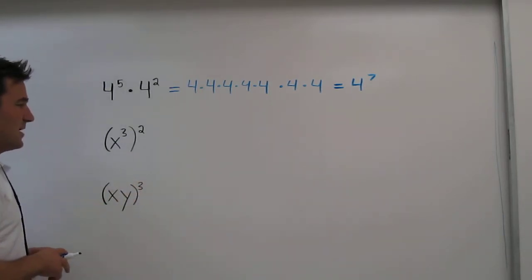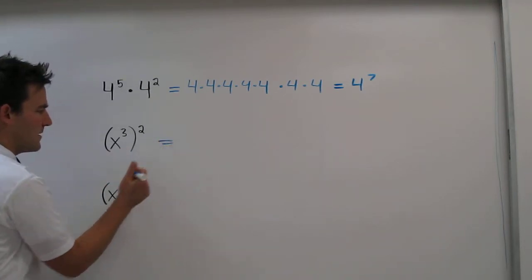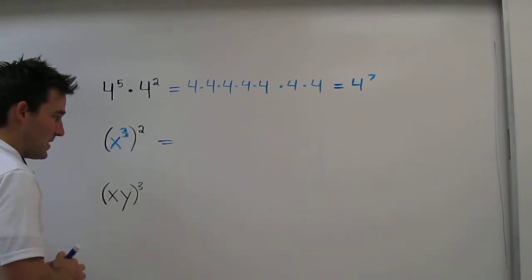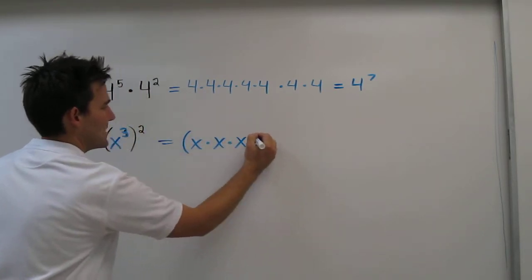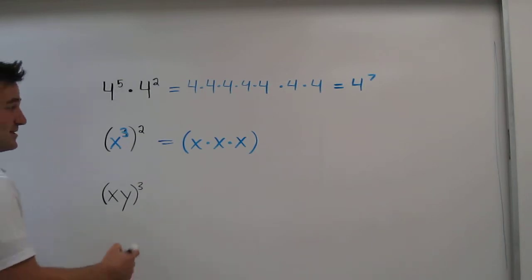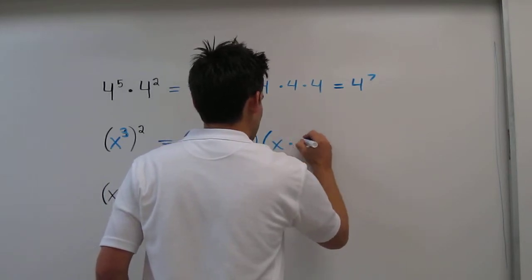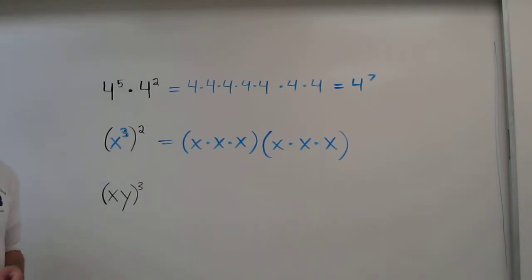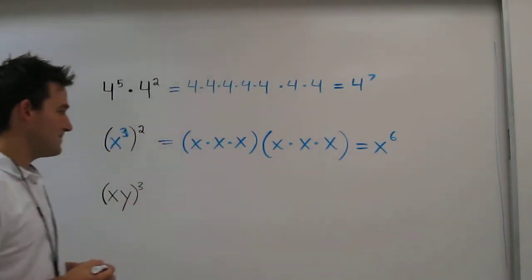Let's look at this one. In this case, we have the quantity x cubed being squared. Let's look at the x cubed. X cubed simply means x times x times x. And that's being squared, which means we have to repeat this multiplication. X times x times x. All in all, x is being multiplied by itself 6 times. So this would simplify to x to the 6th power.